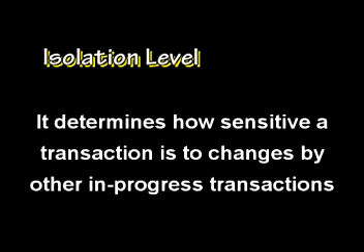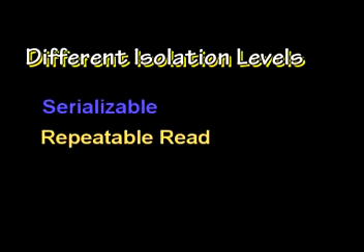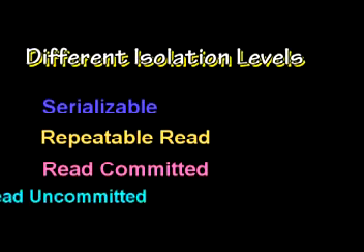Isolation level. The isolation level determines how sensitive a transaction is to changes by other in-progress transactions. By determining the isolation level for a given transaction, you can determine what types of locks are required. Now we will discuss the 4 different isolation levels: serializable, repeatable read, read committed, and read uncommitted.